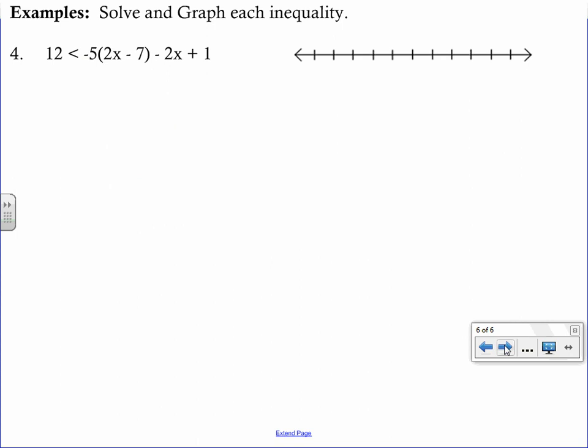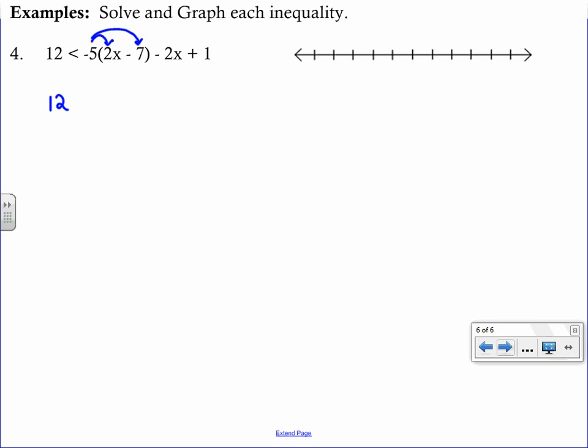All right, moving on to our last example. This one has a lot going on here. The first thing we're going to do is distribute. So I'm distributing the negative 5. Now I am multiplying by a negative, but I'm not multiplying both sides by the negative number. So I'm not going to be flipping anything just yet. I'm just going to go ahead and simplify.